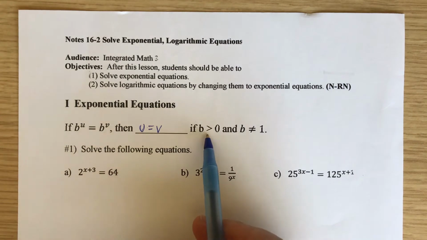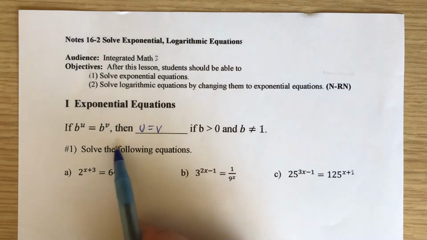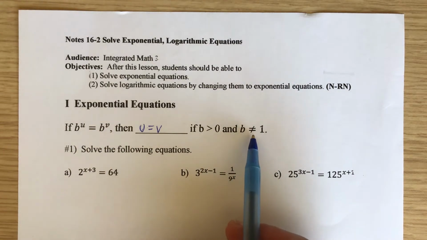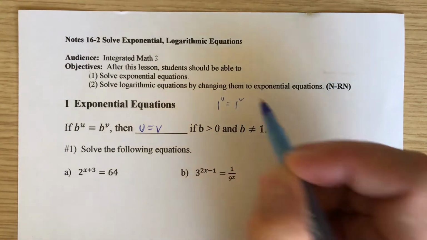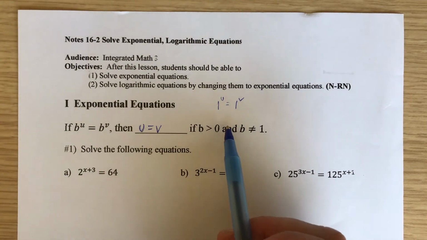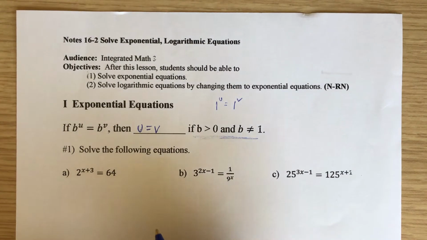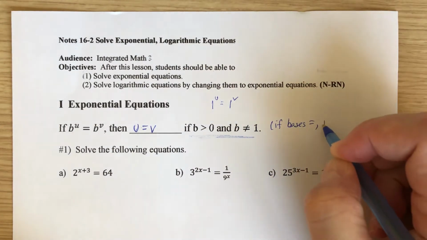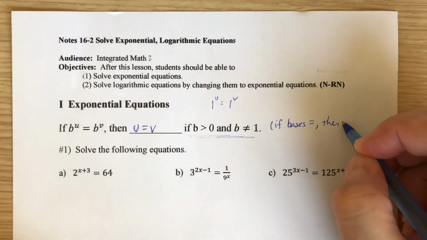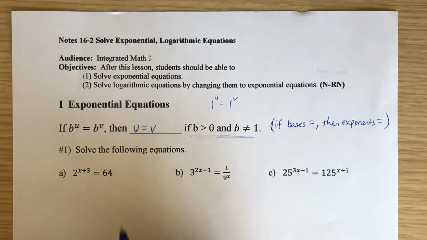Now we're assuming that the base is positive and not equal to 1. This doesn't work with a negative value for the base. And if the b value was equal to 1, 1 to any power is going to be equal to 1. So we assume that these are the situation here. So the concept is very simple. If the bases are equal, then the exponents have to be equal. What we're trying to do is compare the left and the right side in the same way.